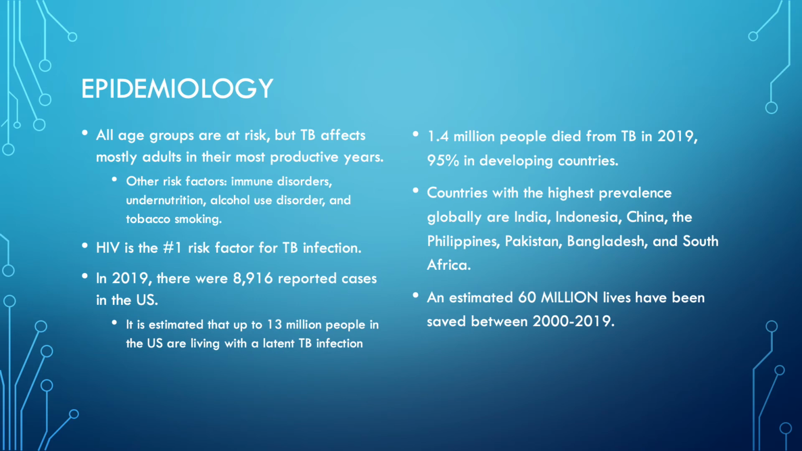Worldwide, 1.4 million people died from TB in 2019. 30 countries accounted for 87% of new TB cases in 2019. 8 countries, which account for 2/3 of the new cases, are India in first place, followed by Indonesia, China, the Philippines, Pakistan, Nigeria, Bangladesh, and South Africa. Because of improved diagnosis and treatment, an estimated 60 million lives were saved between 2000 and 2019.